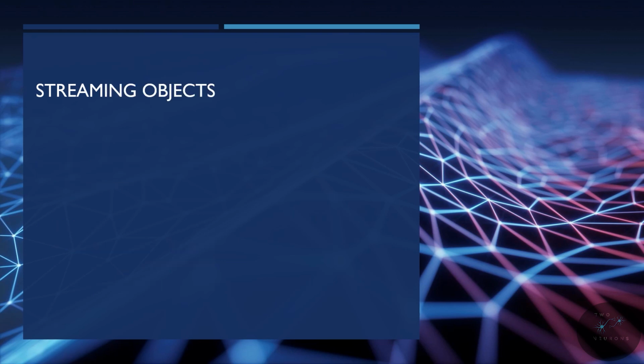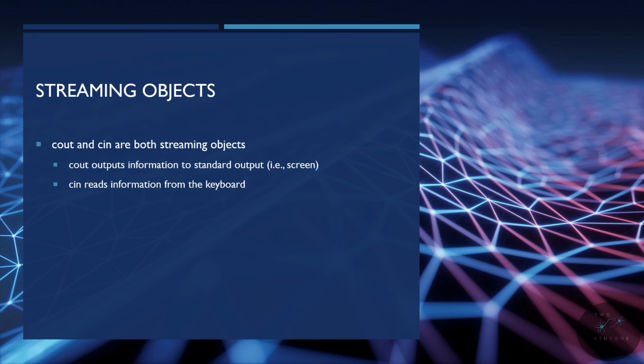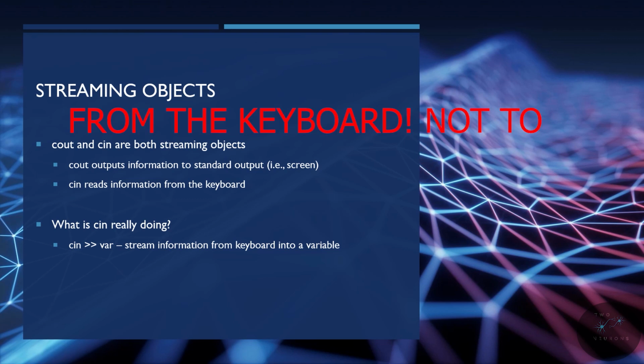Let's talk about streaming objects, and we're already familiar with a couple, as I've mentioned. Both cin and cout are streaming objects. Cout outputs information, or streams information, to a standard output, like a screen, and cin reads information, or streams information, from a keyboard. So what is cin really doing then? Well, cin is streaming information from a keyboard to a variable.